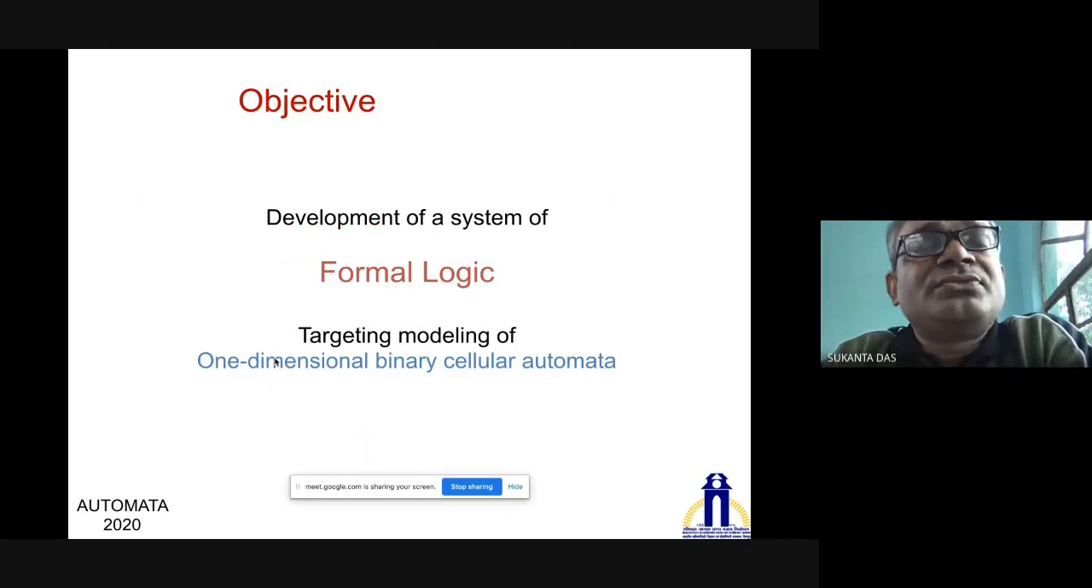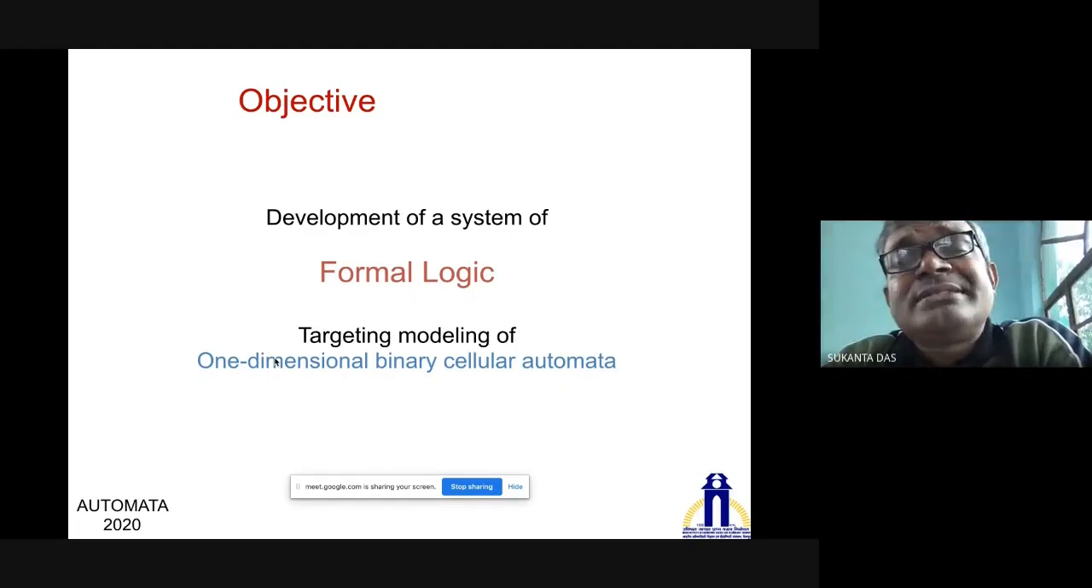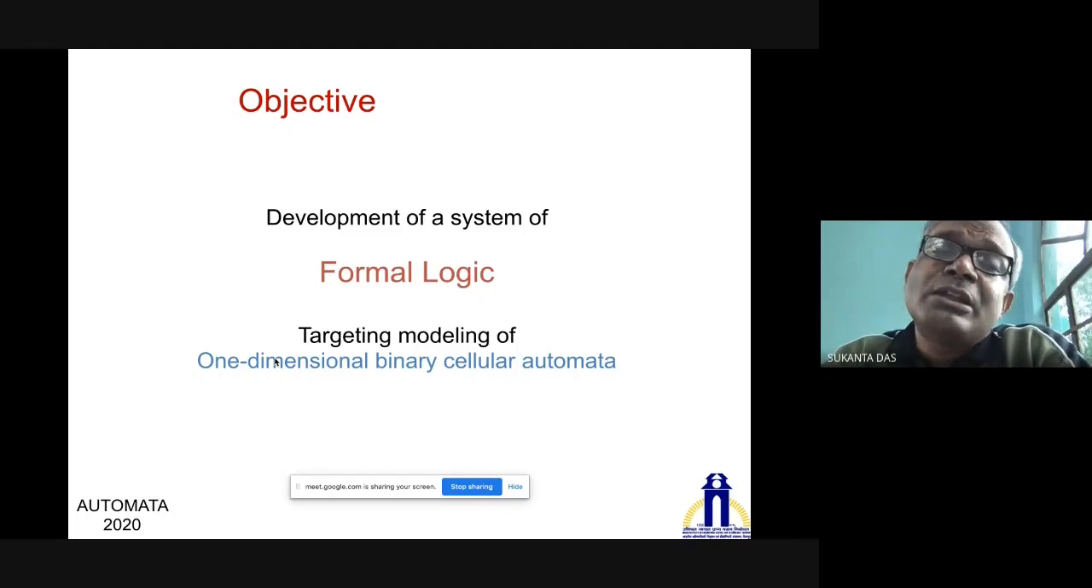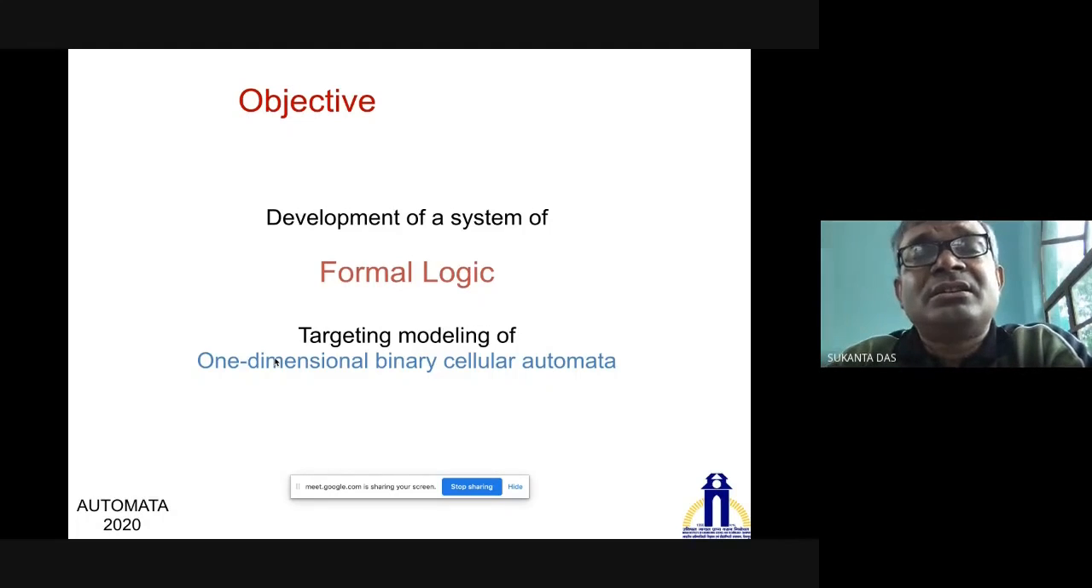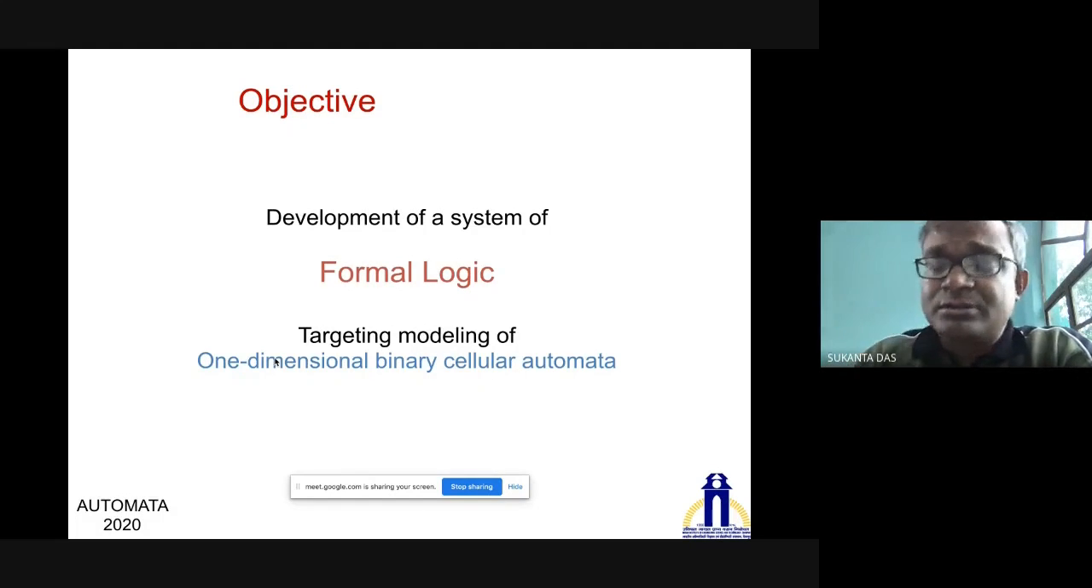So what is the objective of this work? The objective is development of a system of formal logic, and its target is modeling of one-dimensional binary cellular automata. So our primary target is to develop a formal logic keeping an eye on binary cellular automata.